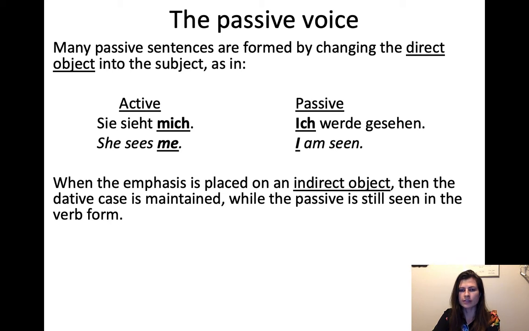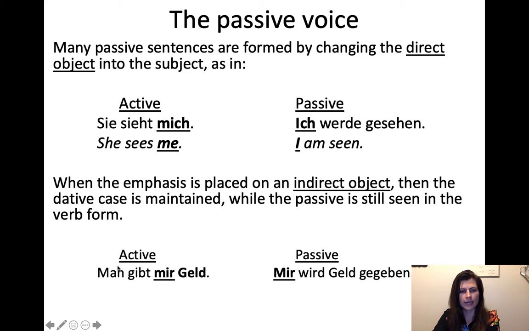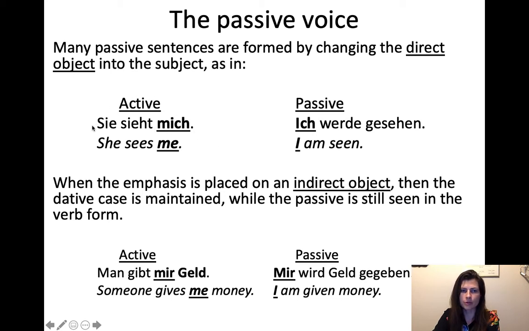So the dative case is maintained, but we still do the passive verb formation. So werde gesehen, that's passive verb formation, but ich has turned into the nominative, the subject. That's because this was an accusative already. So now let's look at something where we have an active sentence with a dative here, an indirect object that we want to then emphasize. So we'll put this to the front, and what we've done here with the previous one, where this was a direct object, we put it to the front and we put it in the nominative, right? That's how we got to ich.